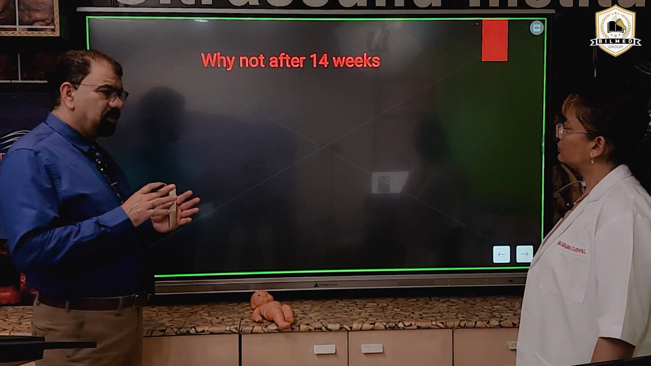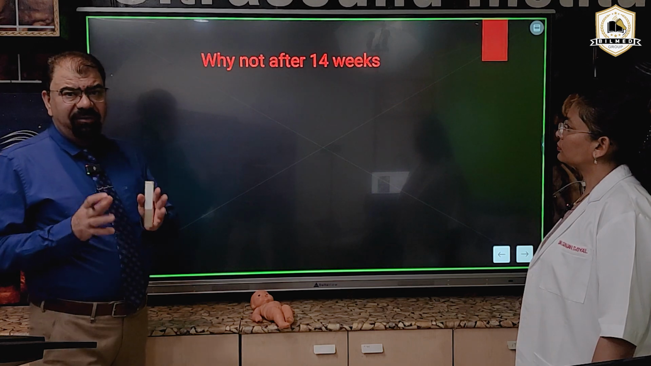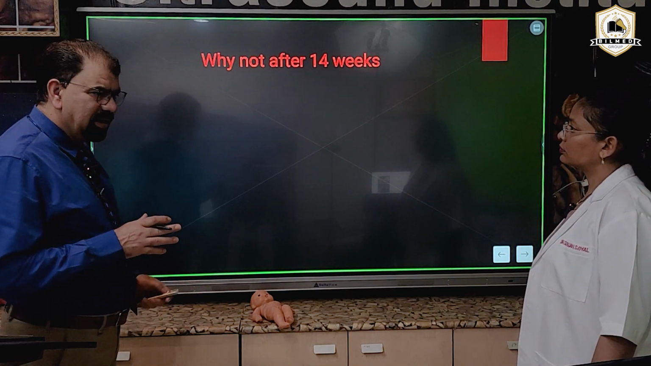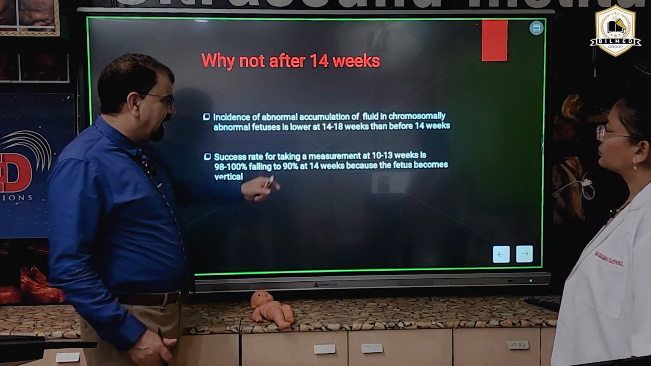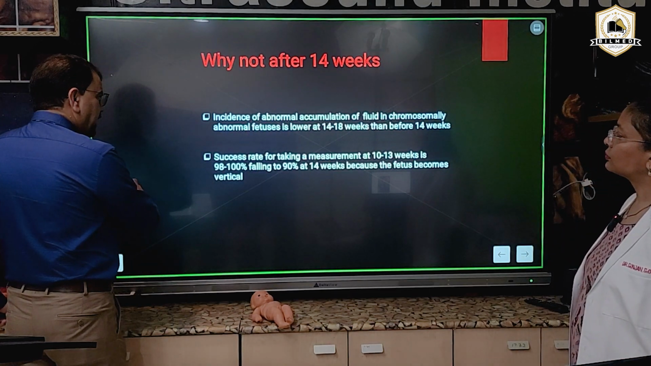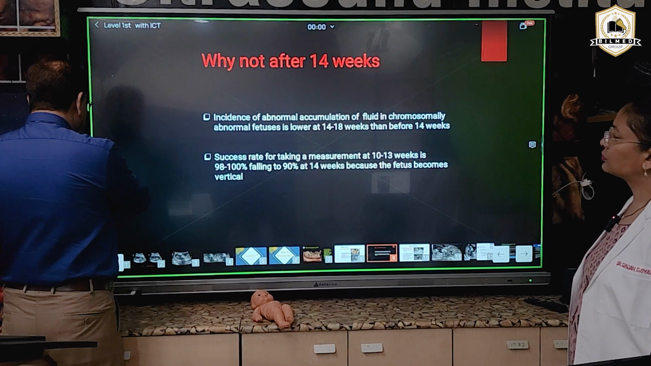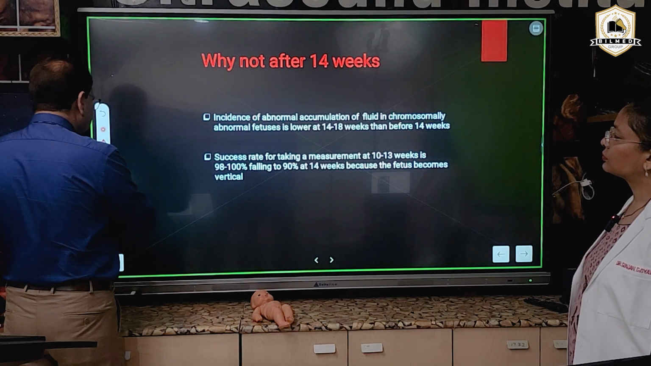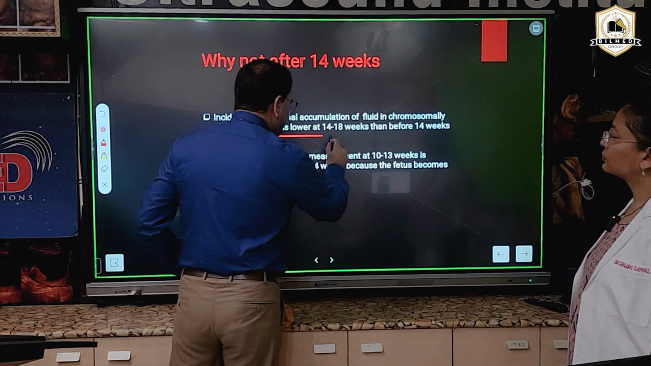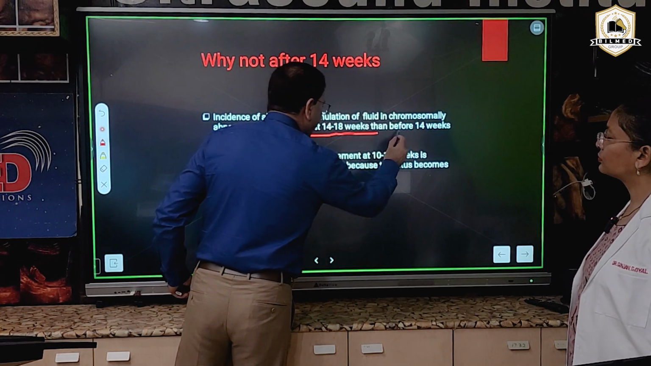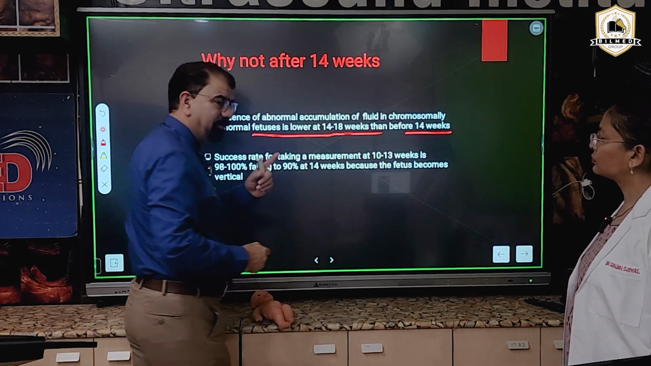Now, the point is, why not after 14 weeks? Because after 14 weeks, the incidence of abnormal accumulation of fluid in a chromosomally abnormal fetus is lower at 14 to 18 weeks than before 14 weeks. That is one.